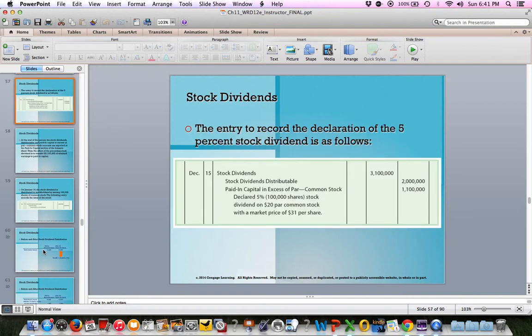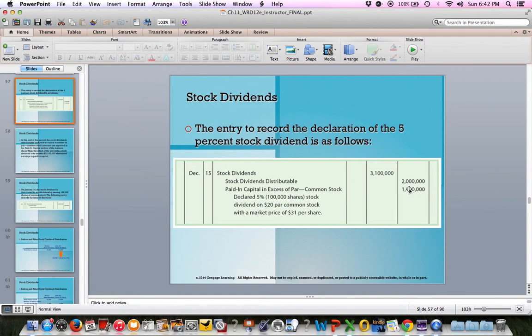So to record the declaration of the 5% dividend, we do this. You can see here we debit stock dividends for 3,100,000. We credit stock dividend distributable. It's kind of like a payable. We owe this amount, 2 million, basically the 100,000 shares times the par value.